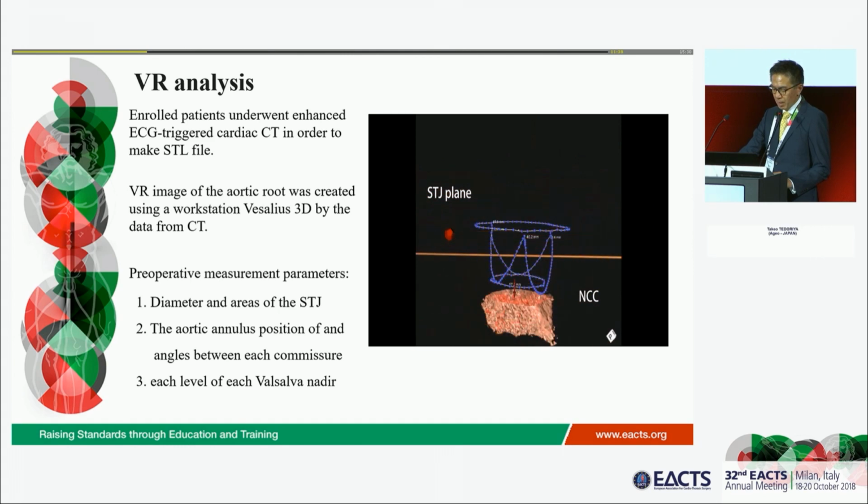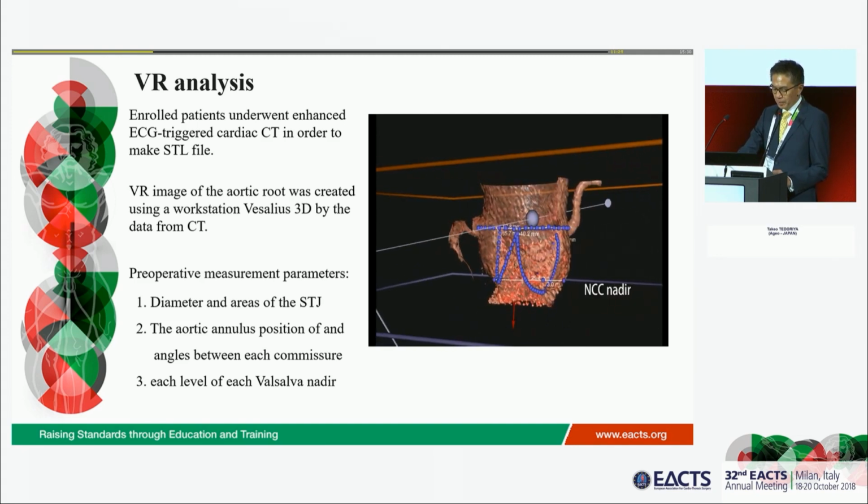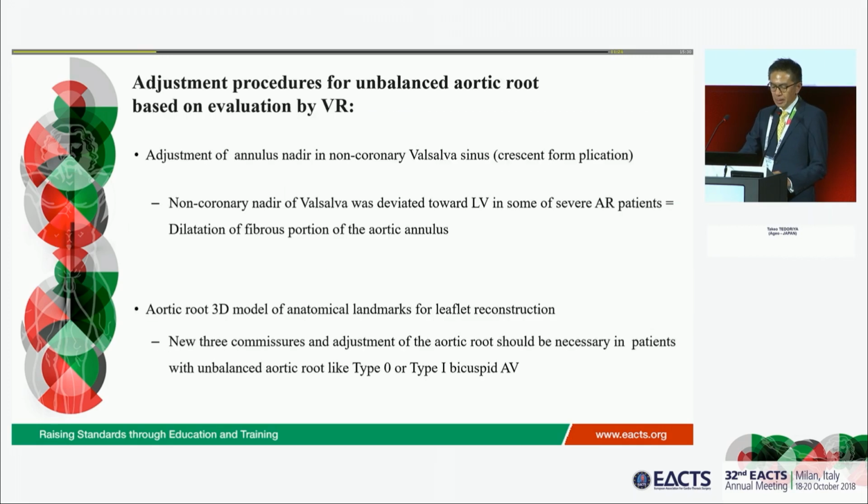Actually, the operator wears 3D glasses, and we measure diameter and aortic annulus position, and also each level of Valsalva nadir, like that. So with VR image, we did some adjustment procedure for annulus, especially non-coronary nadir of Valsalva was deviated toward LV in some severe AR patients. This portion is dilated. This portion is the so-called fibrous portion of the aortic annulus.